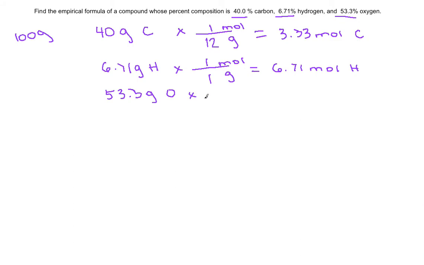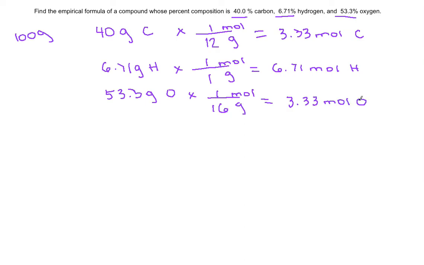Alright, last one. I'm going to crisscross swoosh. I'm going to put grams on the bottom and moles up top. What you'll find is that the atomic mass of oxygen is 16 for every 1 mole, if you look in your periodic table. So I need to take 53.3 and divide that by 16, and what I find that to be is 3.33. That looks very familiar to what carbon is.